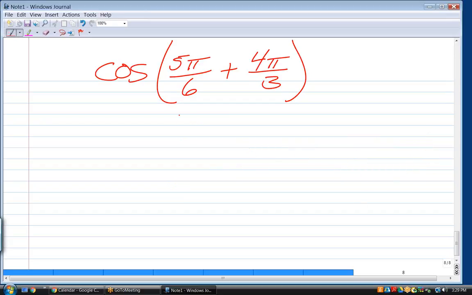But they want you to do this the hard way, in this case. In the last problem, it was the only way. But in this problem, we're going to use the general formula. What's the general formula of cosine A plus or minus B?